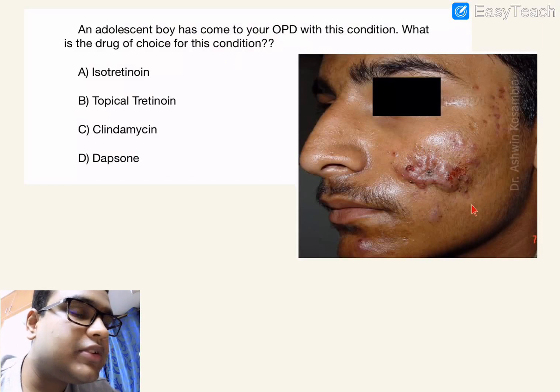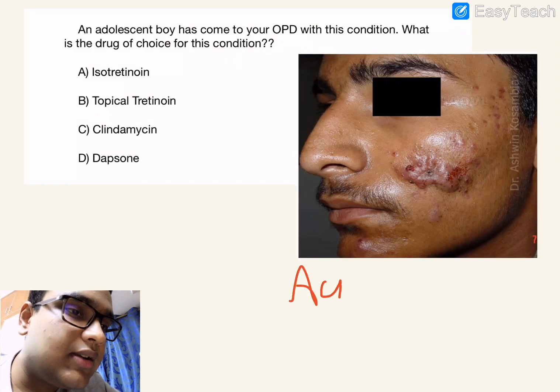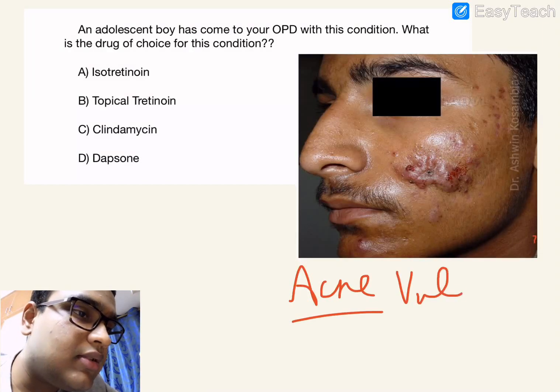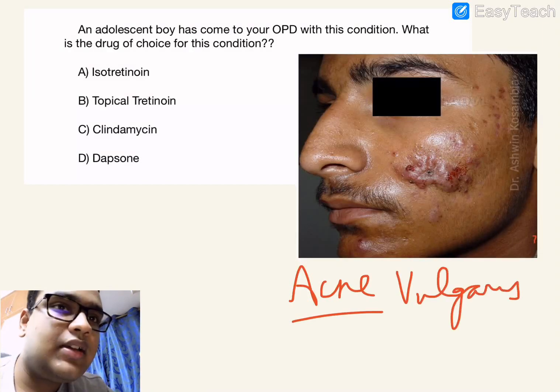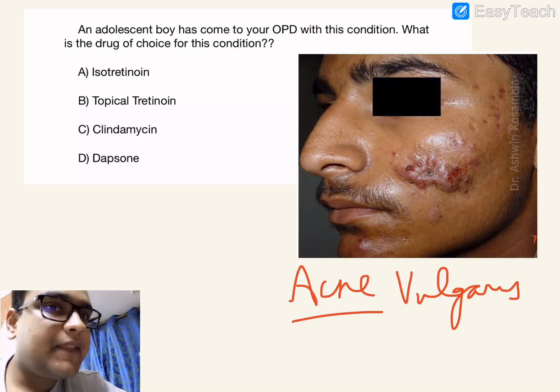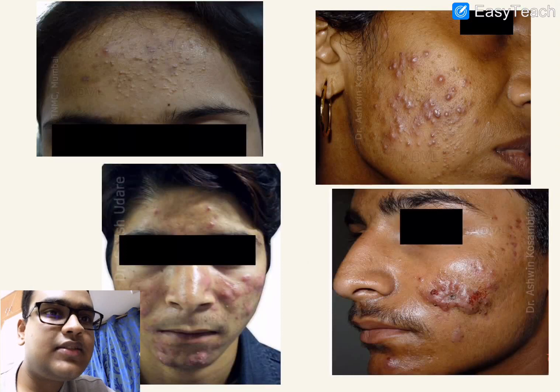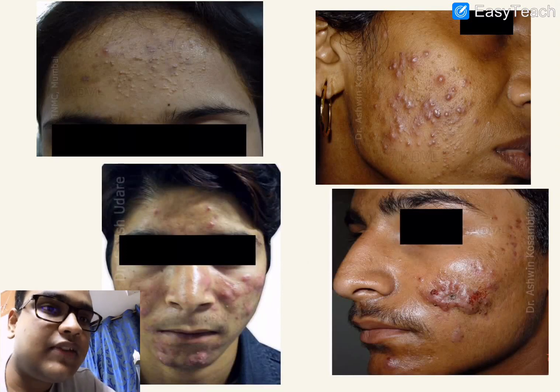So whenever you see comedones, what is the underlying condition? Underlying condition is acne vulgaris. And the history also says an adolescent boy, and acne is more common in the adolescent age group. So let's discuss the treatment of acne and the grades of acne, and then we'll solve this question. Here it's very important. This picture shows the grades of acne.